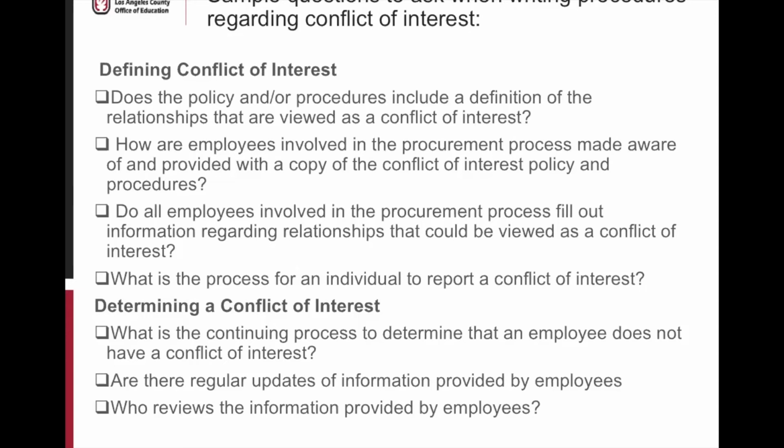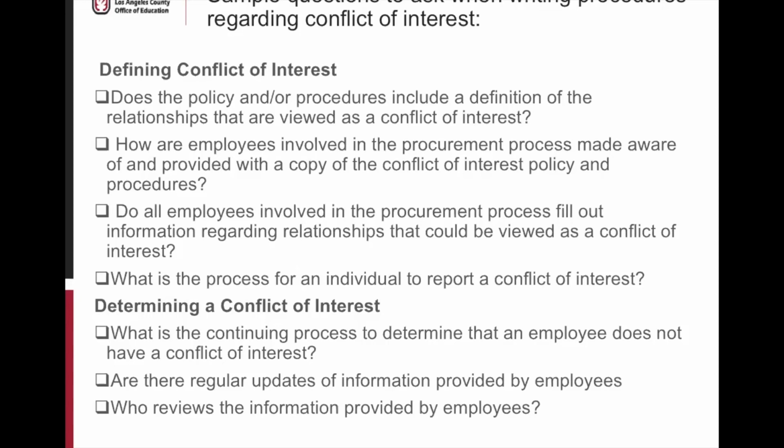What's the process for an individual to report a conflict of interest? So I see something, I see a bid, and I go, oh, I feel like I have a conflict here. Who do I go to? What do I do? And then determining a conflict. What's your process for determining that an employee does not have a conflict of interest? Does that come to you? I think this is a conflict. You review it. What criteria are you using? Are there regular updates provided to employees, and who reviews the information provided by employees when they think there may be a conflict?